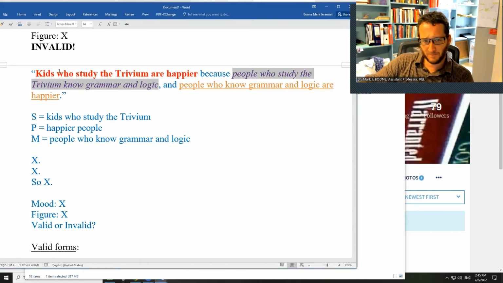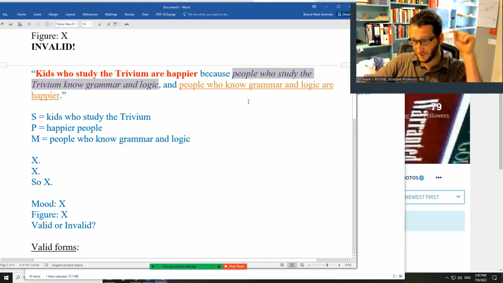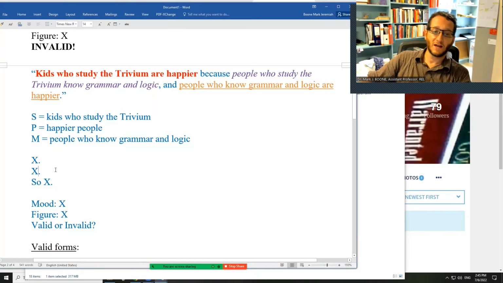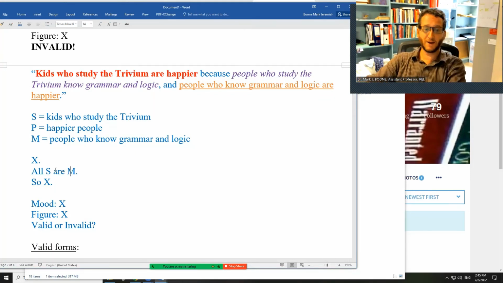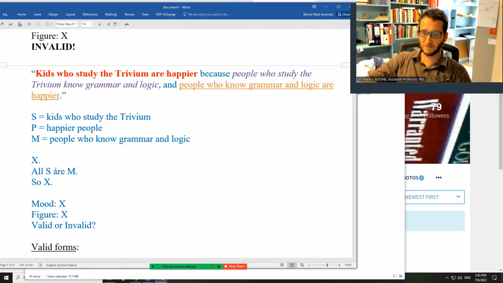For now, let's do this the easier way. And let's just treat these as synonymous: kids who study the trivium and people who study the trivium. Now, I could then say that the conclusion is about people who study the trivium, but the conclusion is about kids, so let's not do that. So instead, let's just say kids who study the trivium know grammar and logic is going to be our minor premise. So what's the minor premise? The minor premise is all S are M. All kids who study the trivium are people who know grammar and logic. There, that's our purple premise, the minor one.